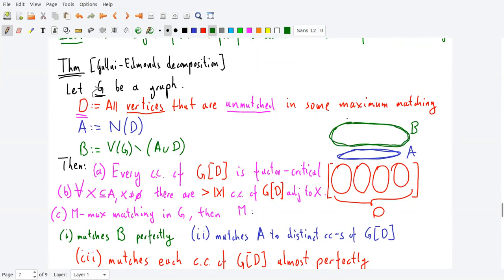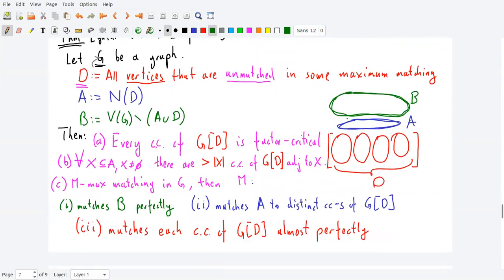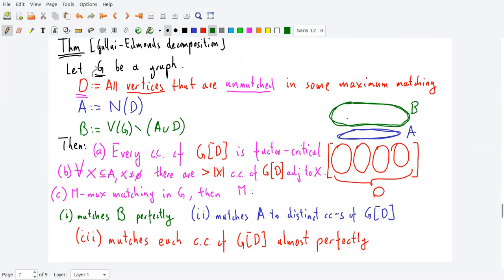So this is the Gallai-Edmonds decomposition, not a very complicated definition, but then the theorem about the Gallai-Edmonds decomposition tells you how this structure relates to the structure of maximum matching.